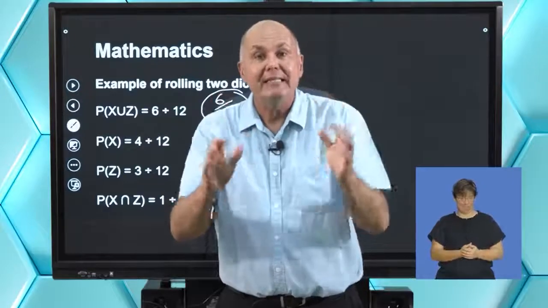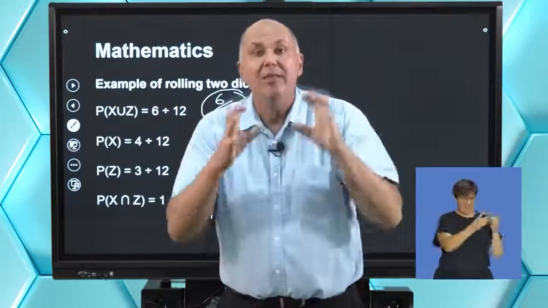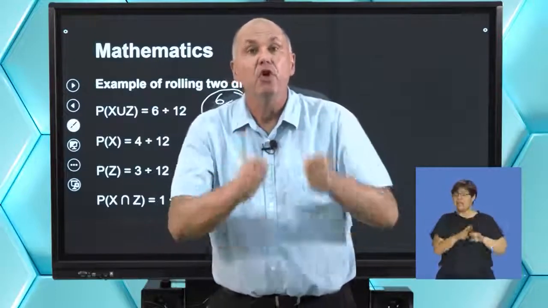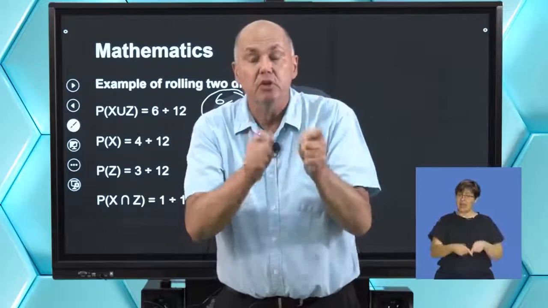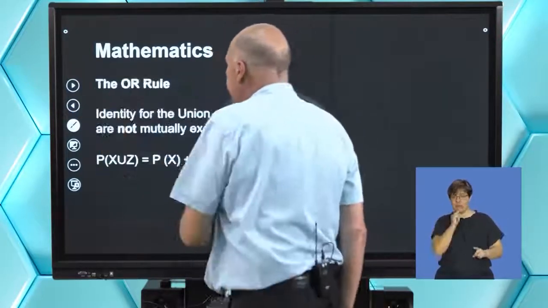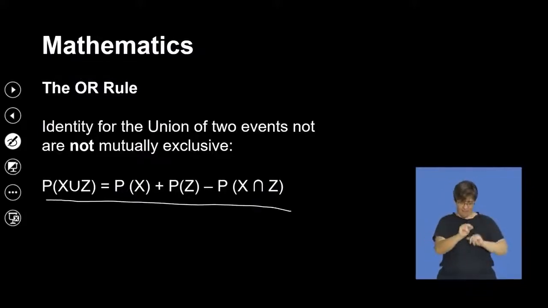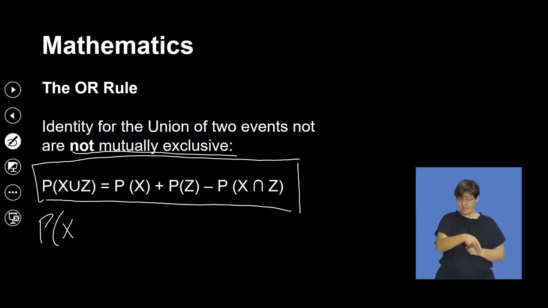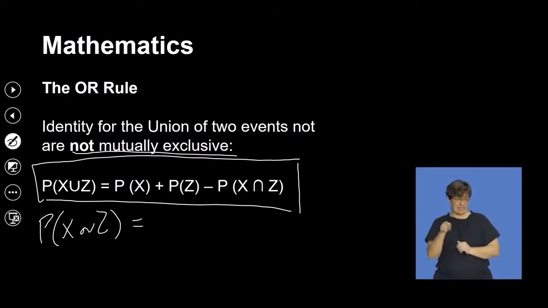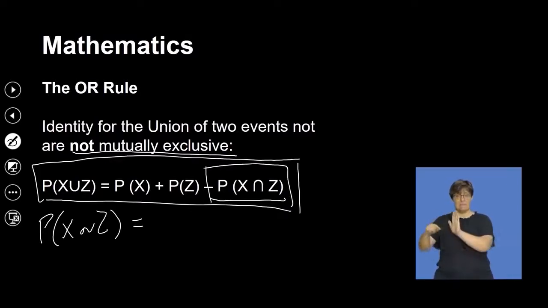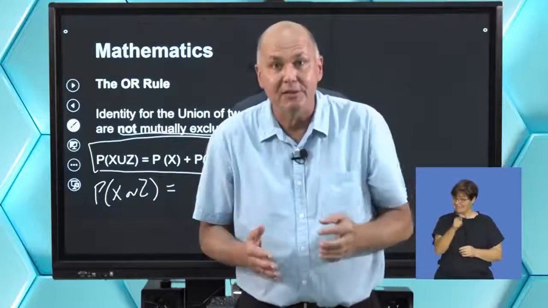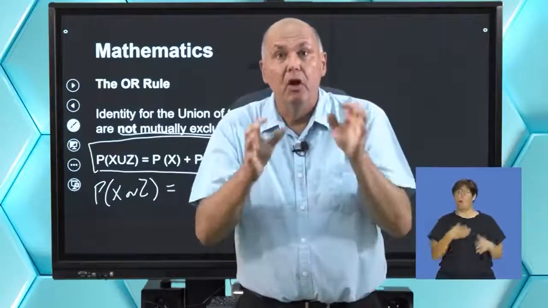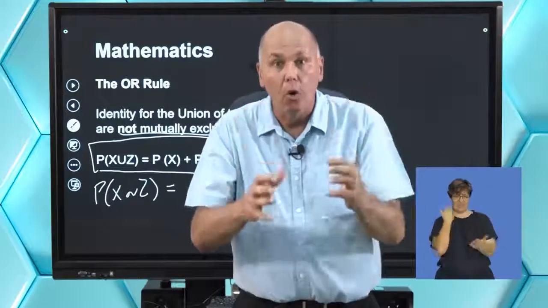When we have sets that do have an overlap, that do have an intersection, where the intersection is not 0, in other words, for sets that are not mutually exclusive, we can have this identity. And we're going to use this as our OR rule for things that are not mutually exclusive. Take a note of what we do. We say the probability of X or Z is equal to P of X plus P of Z minus what's in the intersection. And that, boys and girls, ladies and gentlemen, is the most important rule for calculating the OR symbol.